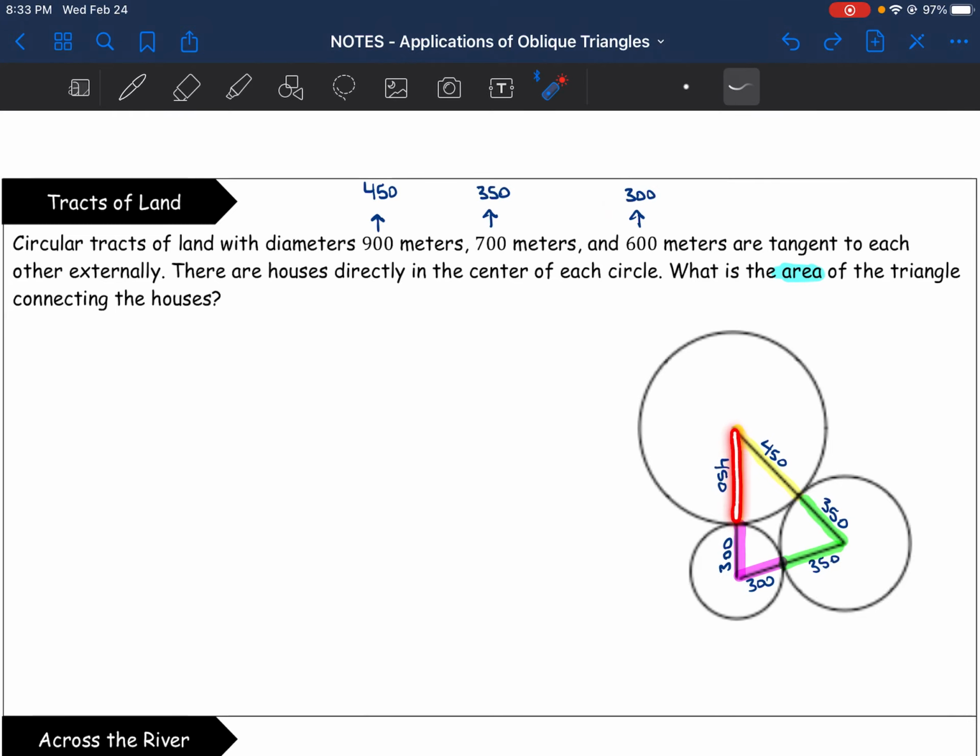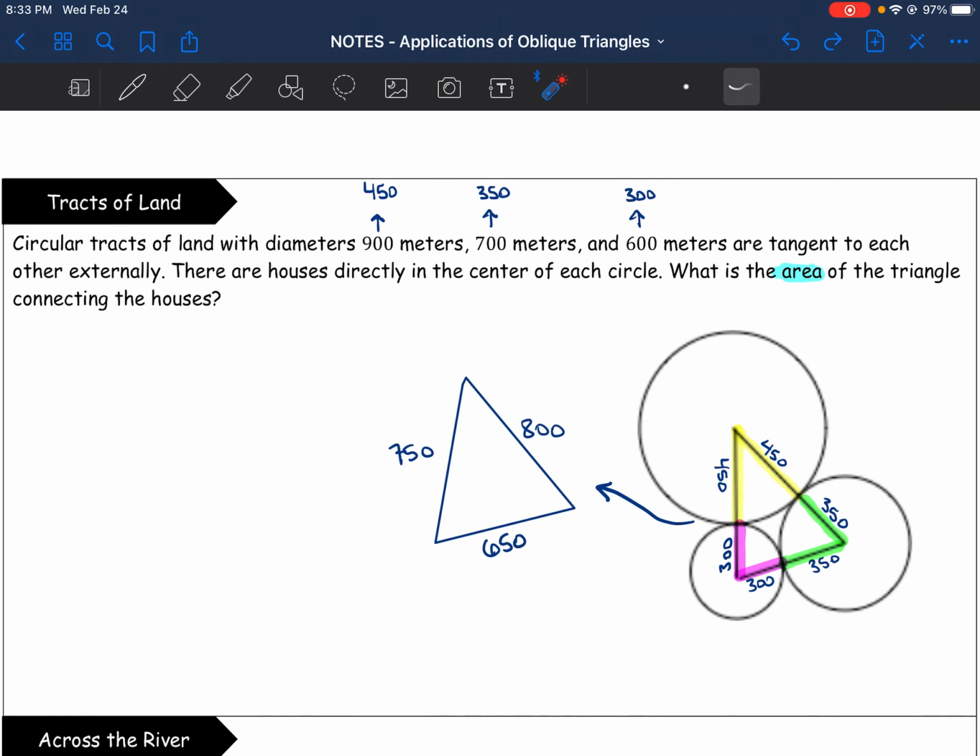We know that both of these distances are going to be the radius of this big circle, 450. Both of these distances will be the radius of the middle circle, 350. And both of these distances will be the radius of the smaller circle, which is 300. And what we're going to do is just take this triangle and single it out.